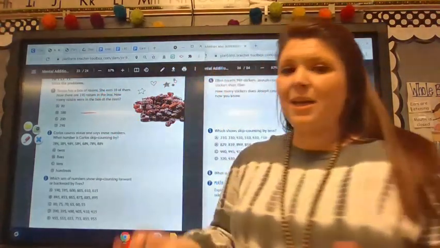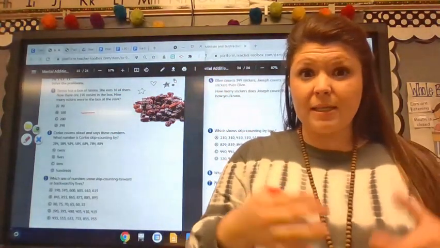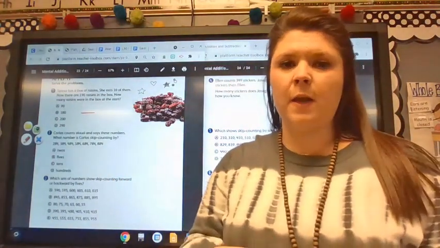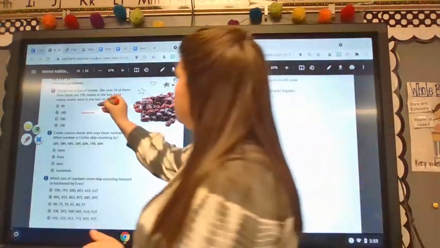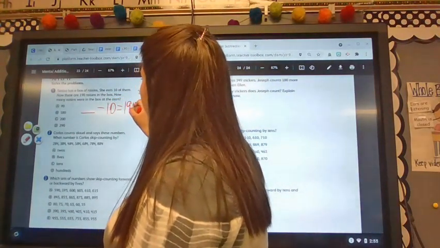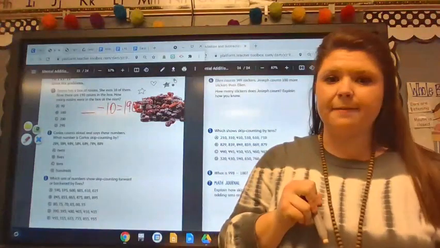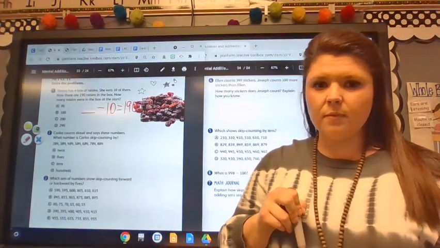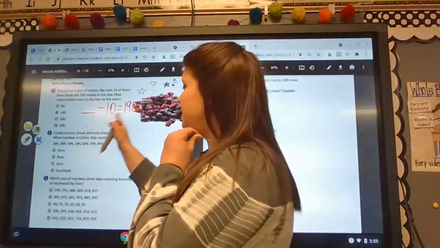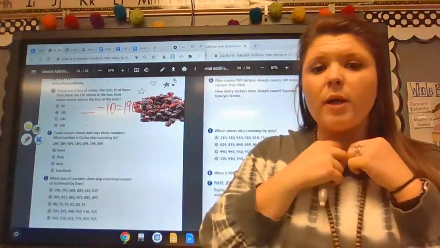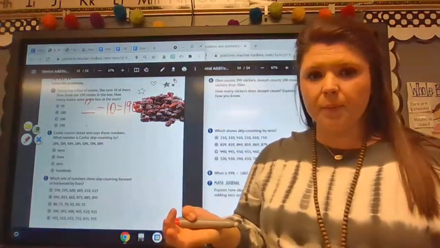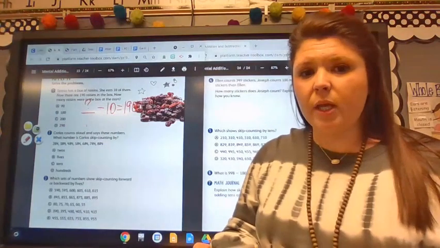We know that if she eats 10 of them, the raisins in the box are going to get less. So what sign do we use to show that something is getting less? Subtraction sign, and we're subtracting 10 to show a total of 190 raisins in that box. Okay, so now that we know something minus 10 equals 190, what do we need to do to find that missing start? Well, we can do like we usually do.